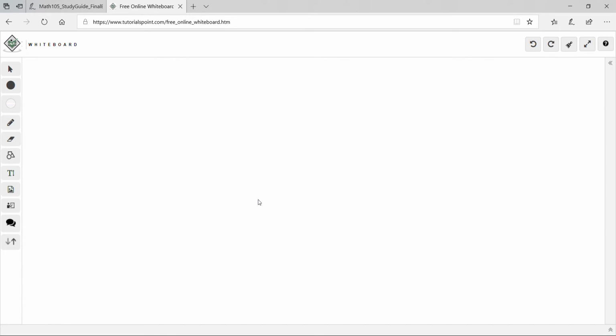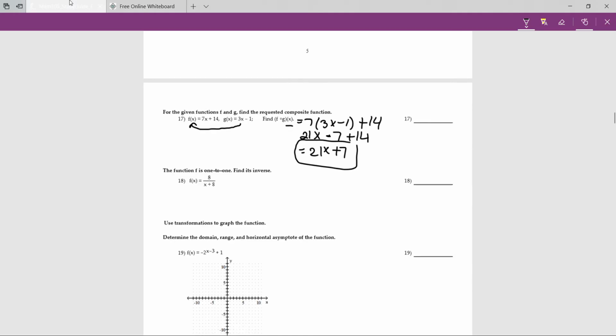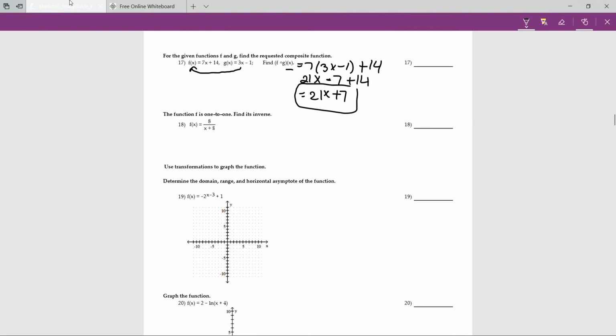Oh, this one I have to actually write. It says determine the domain, range, and horizontal asymptote of the function. So we are dealing with f of x equals negative 2 raised to the x minus 3, plus 1. So we're dealing with an exponential graph.